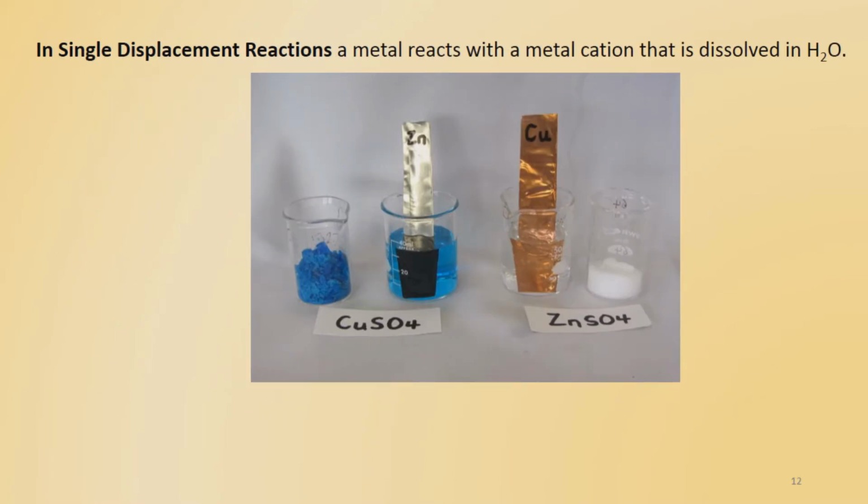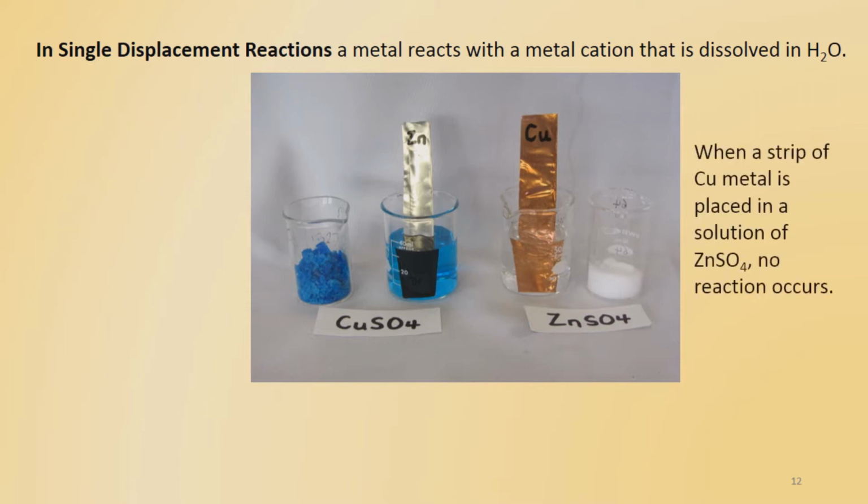In single displacement reactions, a metal reacts with a metal cation that is dissolved in water. So if you look at the beaker on the far right, that white salt is zinc sulfate. And when dissolved in water, it forms a clear, colorless solution of zinc ions. And that's the clear solution that the copper metal strip is sitting in. And you can see that there's no reaction. So when a strip of copper metal is placed in a solution of zinc sulfate, no reaction occurs. If we attempted to write an equation, it would look like this. We'd say no reaction.